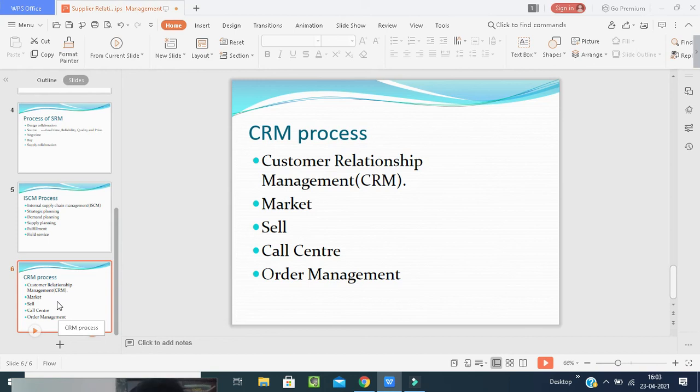So with this we have completed our first topic, that is SRM, supplier relationship management. Tomorrow we are going to start in depth, that means how customer relationship management will work, what the need is, what the importance is, what the components are, all these things. So we will learn tomorrow.